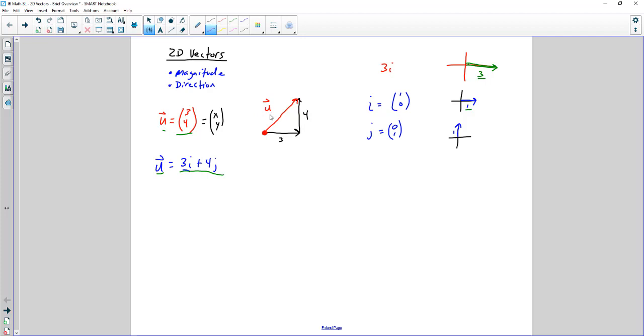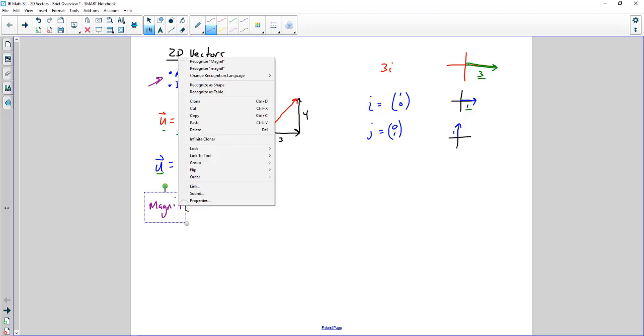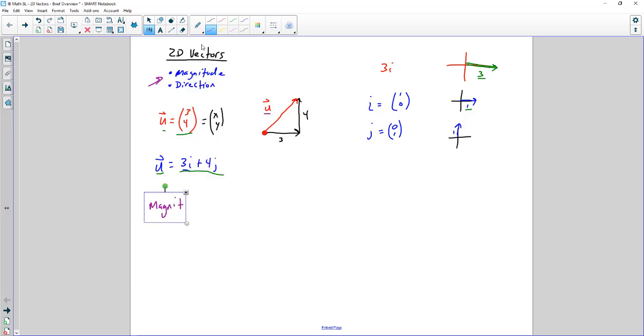The next thing I want to talk about, very basic, is what's the length of this vector u? When we say length of a vector, we call it a magnitude. One of the components of making a vector is finding its length. That's what happens here. Magnitude.